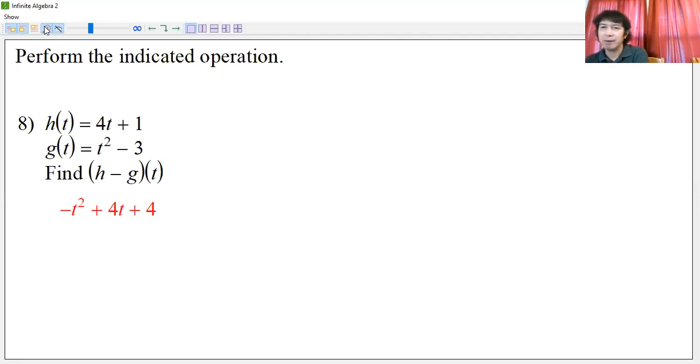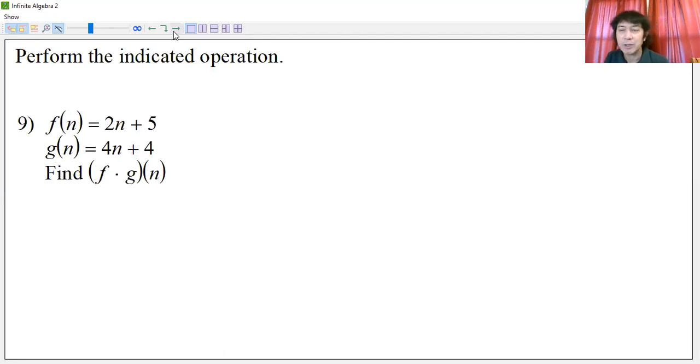All right, I hope you learned addition and subtraction. Let's continue with multiplication now. This will be 9, 10, 11, 12. Okay, so let's have number 9. Perform the indicated operation. Number 9, you have function n. f of n is equal to 2n plus 5. You call that f of n. So that's a function using the variable n, okay? And then that's function g, and it operates on the variable n. So the way to read this is f of n, okay?